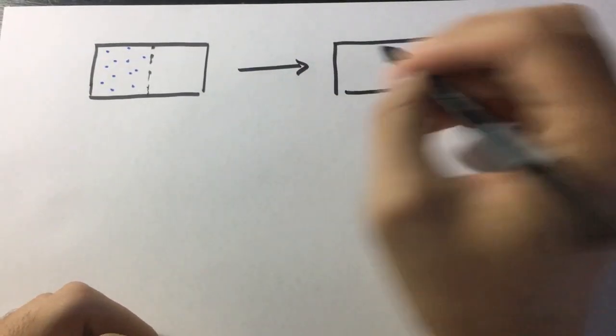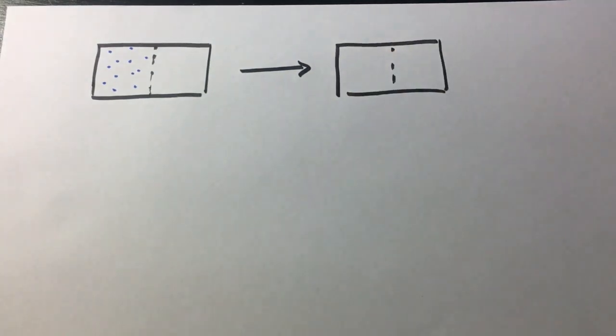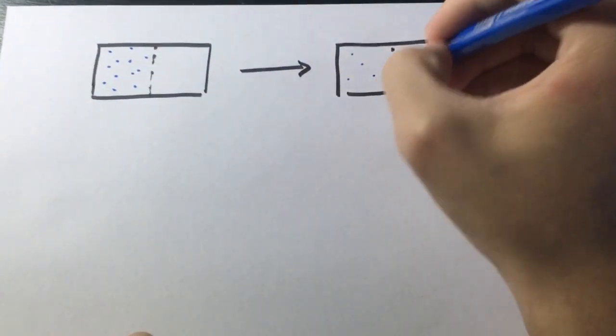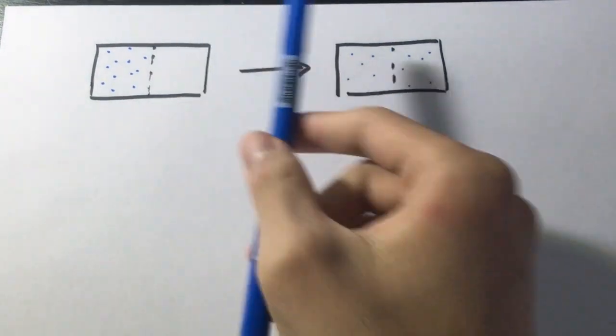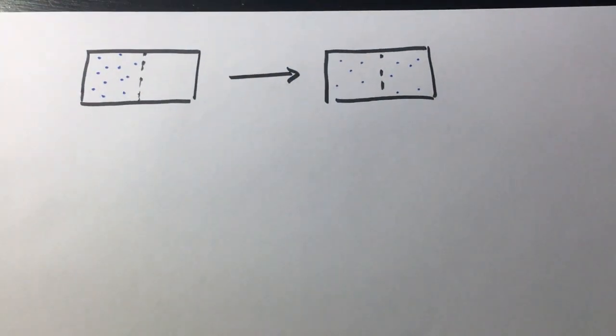If you have gas particles on one side of the room, eventually over time, if you wait long enough, all the gas particles will distribute themselves equally, or about equally, between the two sides. The gas particles won't stay on one side of the room. Why is this the case?